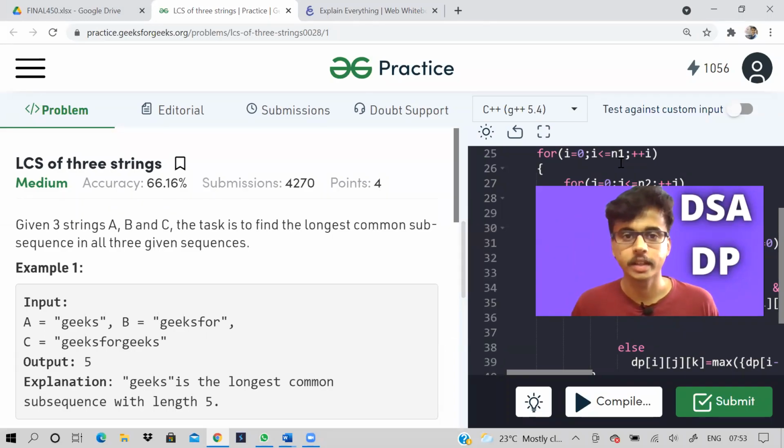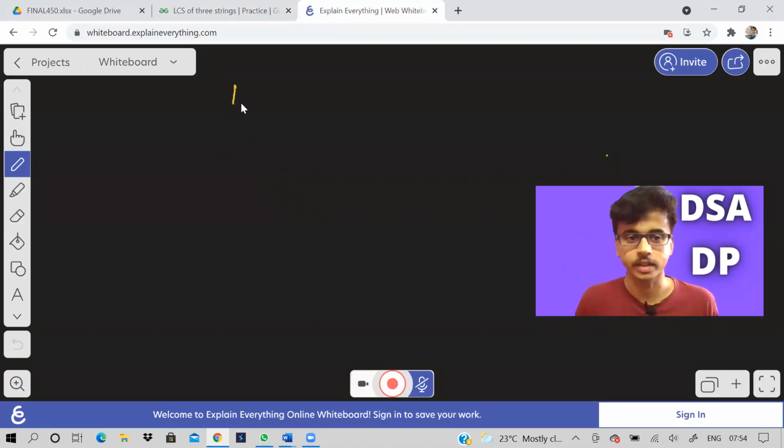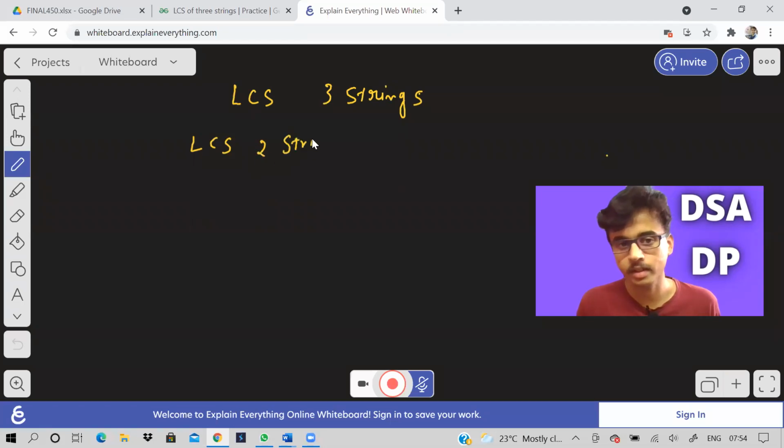Welcome back to the channel, and in this video we will be solving the longest common subsequence of three strings. So already we have seen longest common subsequence of two strings, and if you have not yet watched that video, please do watch it. I've already discussed that and done that. So in this it is going to be LCS of three strings. So how will our logic change? So logic will remain the same as what we did for LCS of two strings.